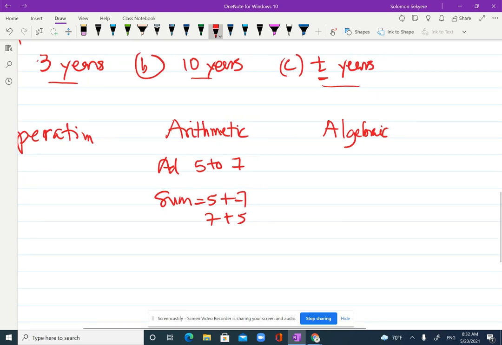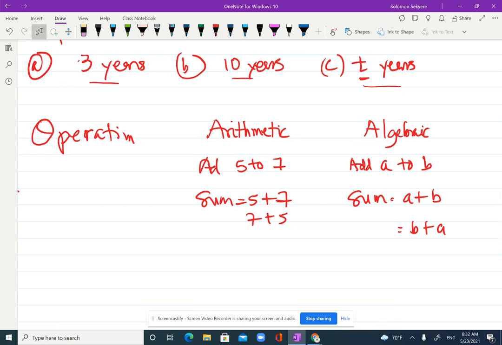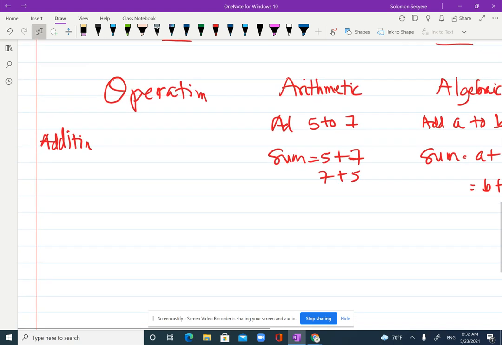In algebra, if they say add A to B, it means the sum is A plus B, and it's the same as B plus A. 5 plus 7 is the same as 7 plus 5. That means A plus B is the same as B plus A.